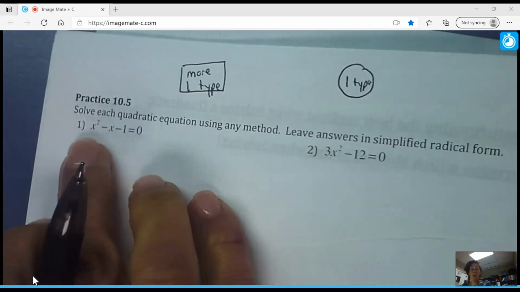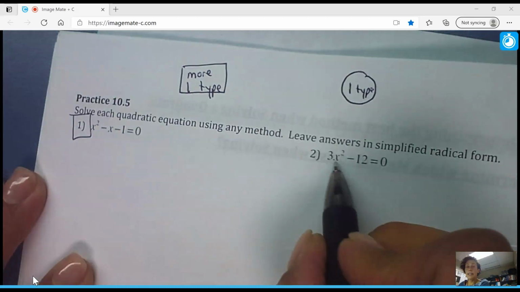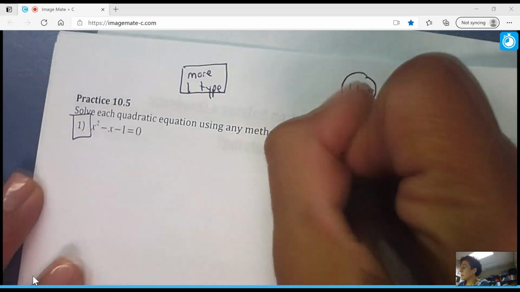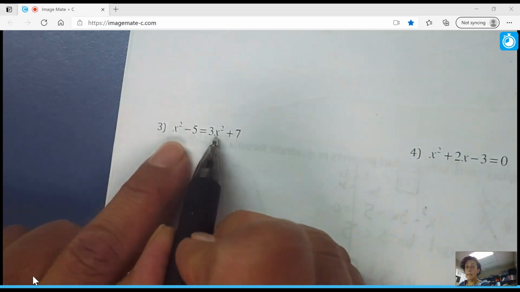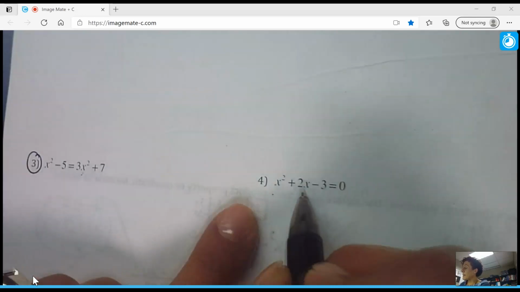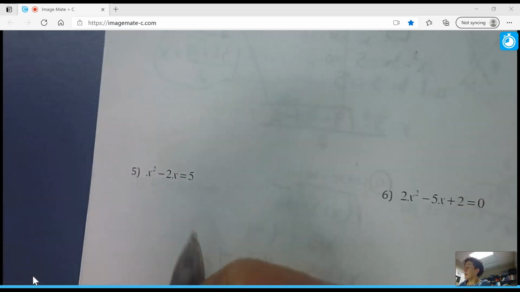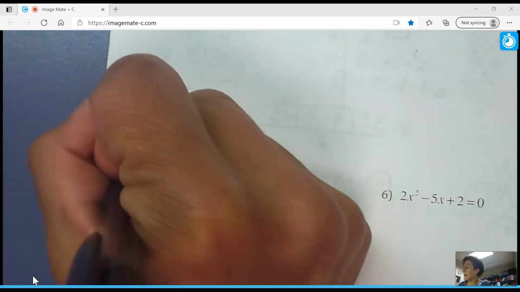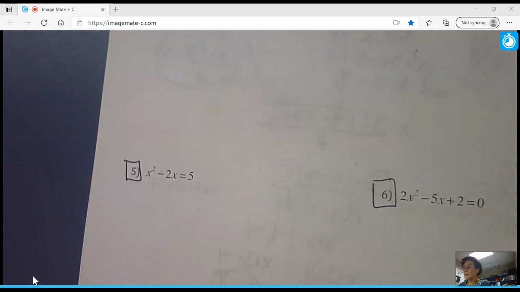So more than one type, because it's x squared and x, I'm going to box. I just see x squared, so that's one type. I'll circle. Here, even though there's two of them, they are the same type, so I will circle. More than one type, so I box. More than one type, box. More than one type, box.